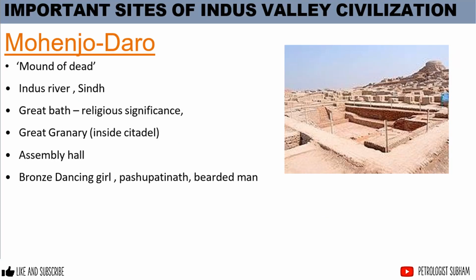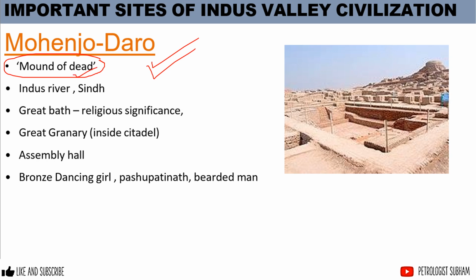Now talking about the important sites, one of the important sites was Mohenjo-daro. Okay, you must have seen the movie Mohenjo Daro of Hrithik Roshan. Now the word Mohenjo-daro directly meant mound of dead. Yes, mound of the dead. Okay, what was called the mound of the dead? Mohenjo-daro. Okay, it is called that.